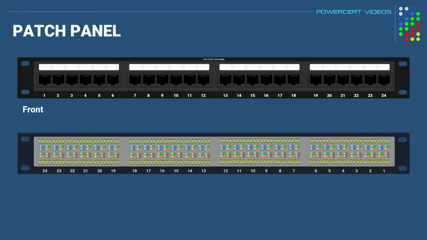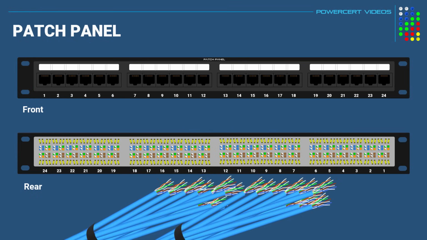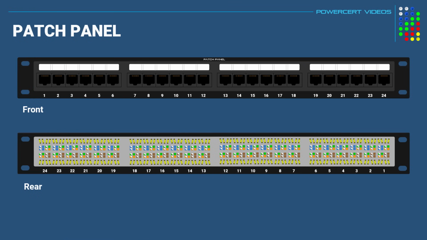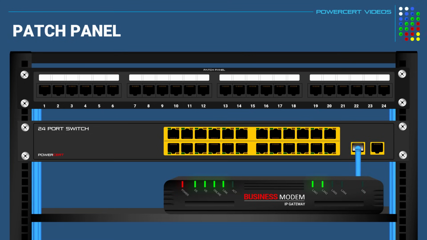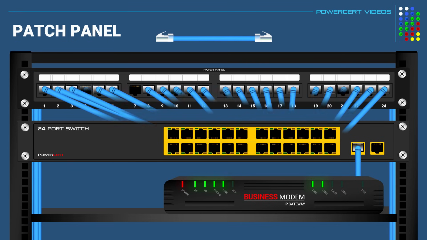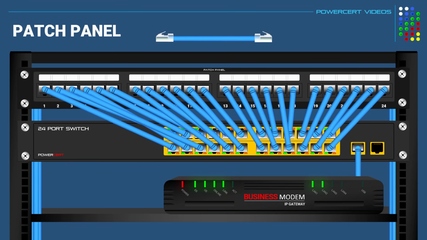So if we take a look at the back, in this particular patch panel, the wires are going to be punched down. So the RJ45 connectors will be removed from each cable, and then the wires in the cable will be punched down to the back of this patch panel. And then the final step is to connect the patch panel with all its connections to the switch. And this is done by attaching short patch cables, connecting a port from the patch panel to a port on the switch. And now this network is complete.